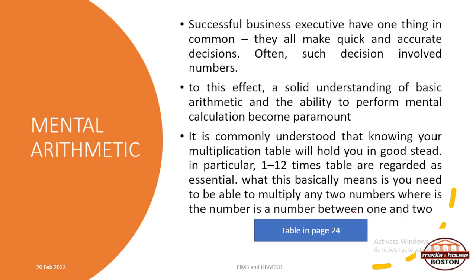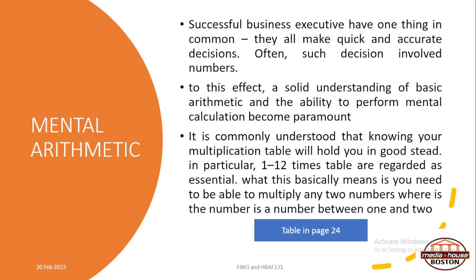So here it says that successful business executives have one thing in common. They all make quick and accurate decisions often, and such decisions involve numbers. To this effect, a solid understanding of basic arithmetic and the ability to perform mental calculation become paramount. So it is commonly understood that knowing your multiplication table will hold you in good stead. In particular, the 1 to 12 times tables are regarded as essential.